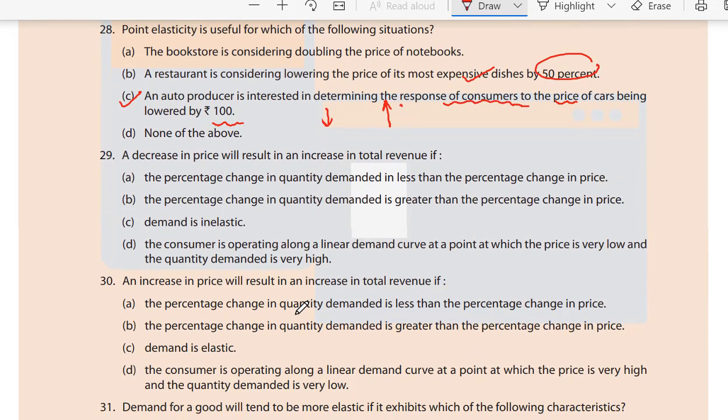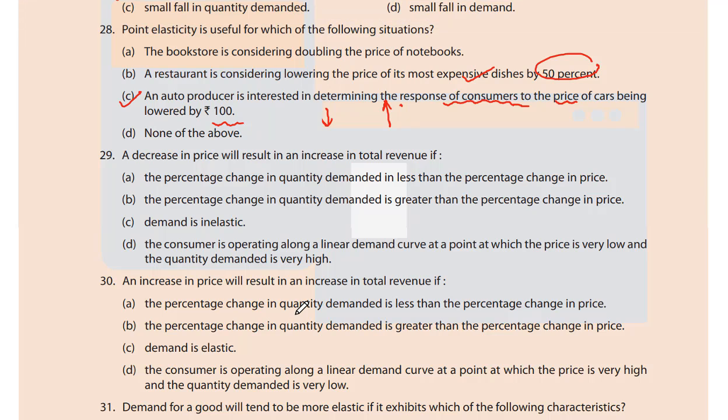Let's see 29th. A decrease in the price will result in an increase in total revenue if A. the percentage change in quantity demanded is less than the percentage change in price. B. The percentage change in quantity demanded is greater than the percentage change in price. C. Demand is inelastic. And D. The consumer is operating along a linear demand curve at a point at which the price is very low and the quantity demanded is very high.